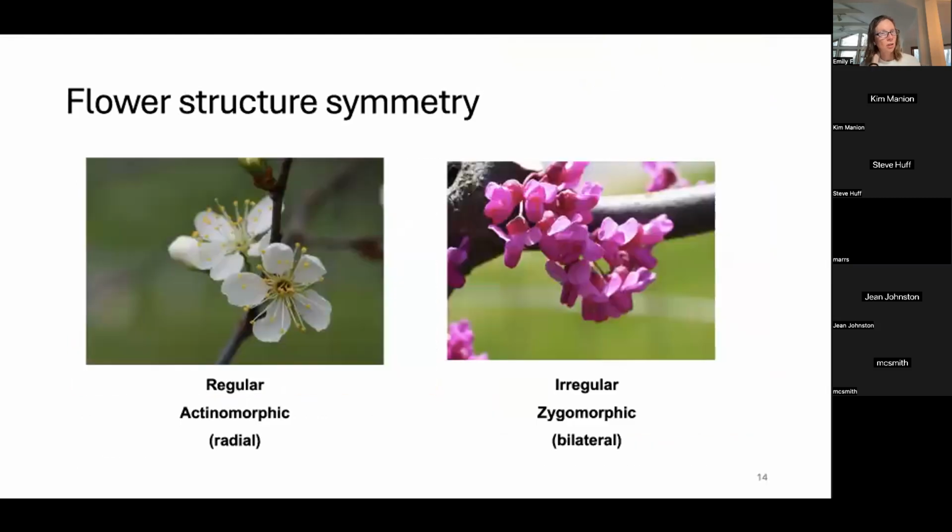So the next thing we should look at is flower structure. We can have regular or radial flower symmetry, which is like this cherry flower here. It's a general cherry. I'm not sure which one. And then we have irregular or zygomorphic or bilateral flower symmetry over here, which is what this redbud is.